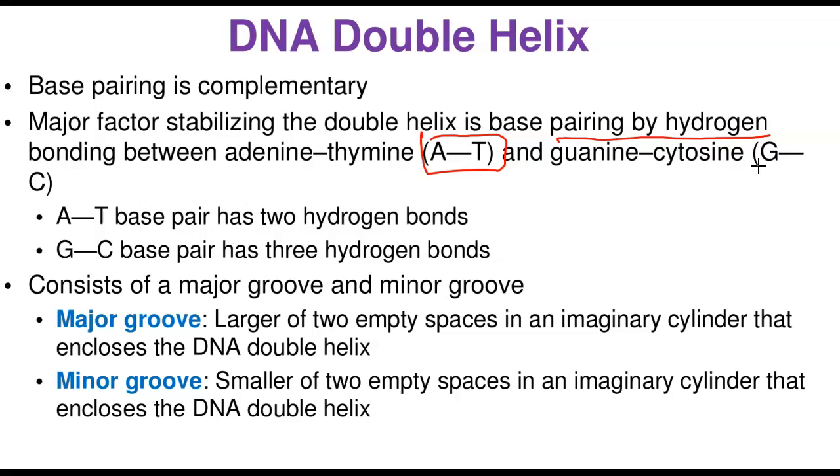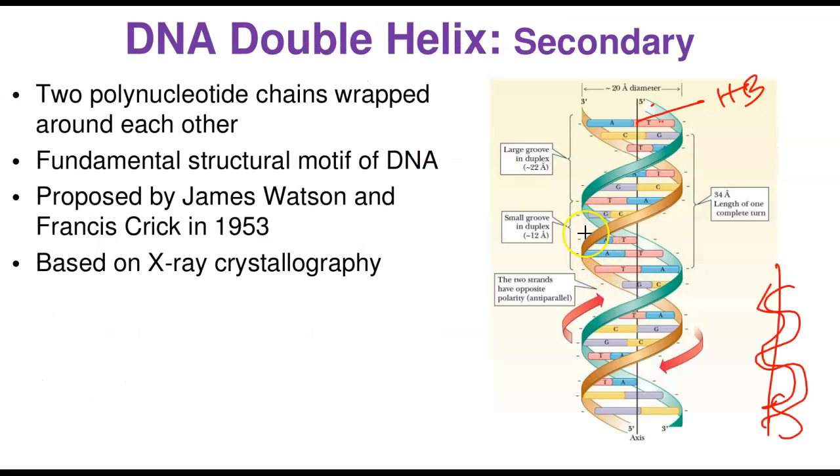Now the AT base pairing has 2 hydrogen bonds, and it is weaker than the GC base pairing, which has 3 hydrogen bonds. Now, like I said earlier, the major groove is the larger of the 2 empty spaces in an imaginary cylinder that encloses the DNA structure, and the minor groove is the smaller of the empty spaces in an imaginary cylinder that encloses the DNA. So look at what I said. This is the minor groove. You see, this only contains few tons.